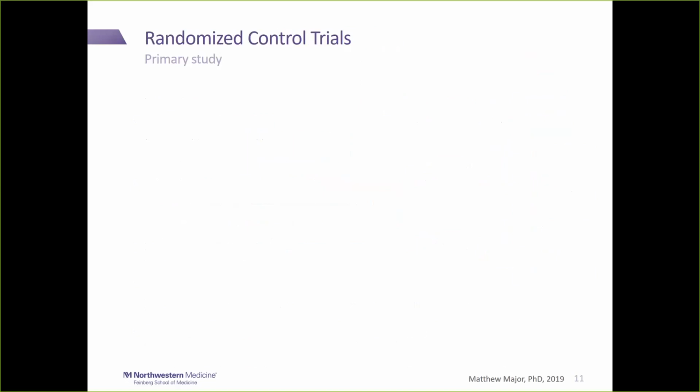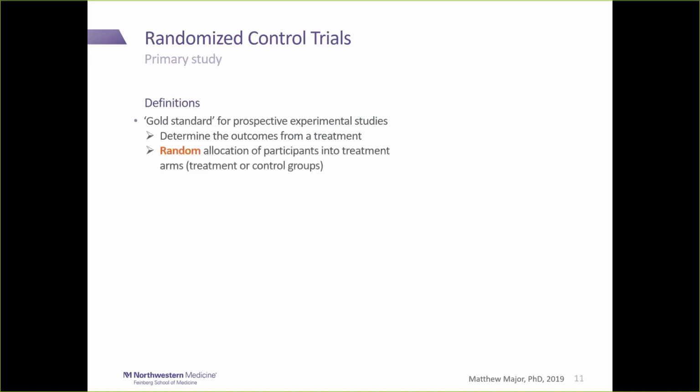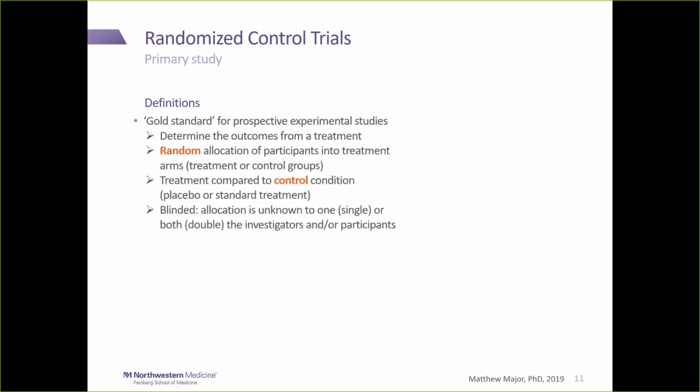All right, so to finish up, we'll talk about randomized control trials. Really, it is considered the gold standard for prospective experimental studies. These studies are designed to determine the outcomes from a particular treatment. They are random because it's a random allocation of participants into treatment arms, either the treatment or control groups, and there is a control. The treatment is compared to some control condition, either placebo or some other standardized treatment.